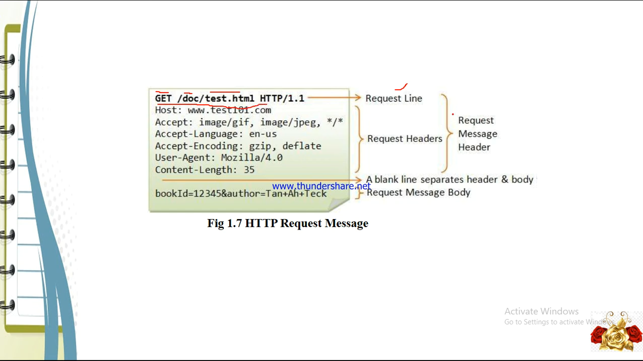Next, the request header, which is called the request message header. This request message contains the particular website address, accepted images, languages, encoding, the user agent, all of this. Then comes one blank line. The blank line separates the header and body. Finally, we see the request message body, which contains the client message that is converted to a request to the particular server.